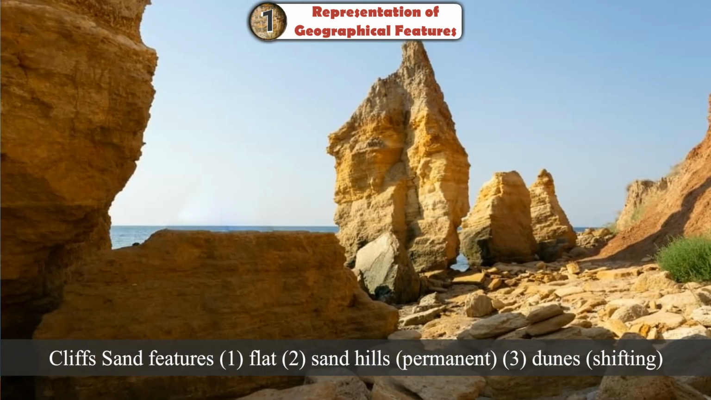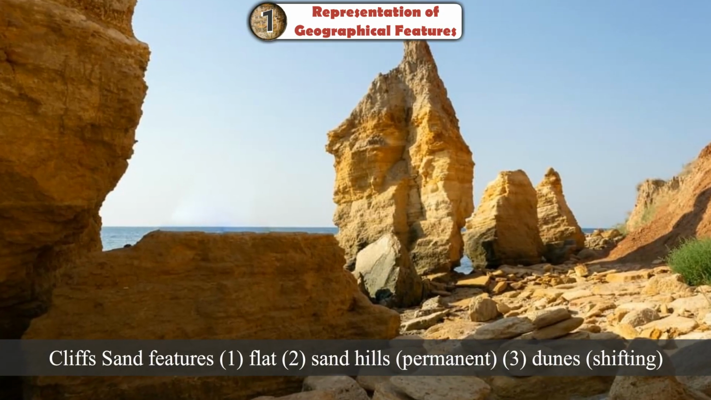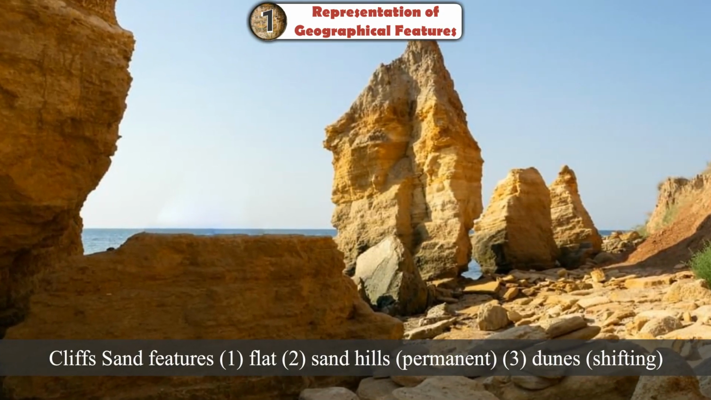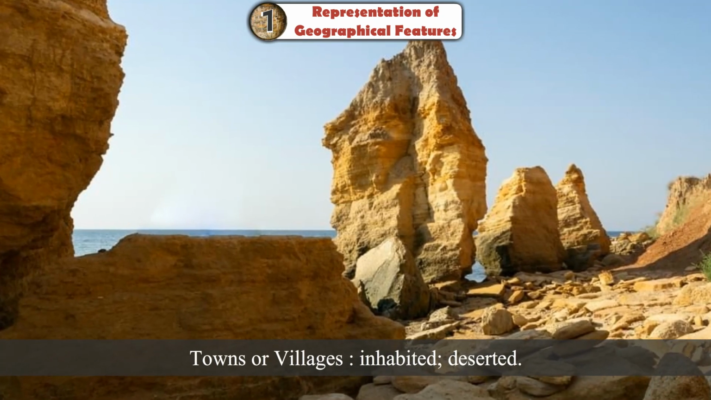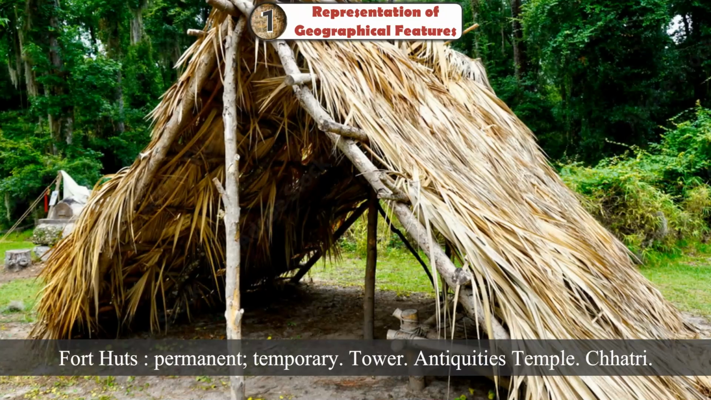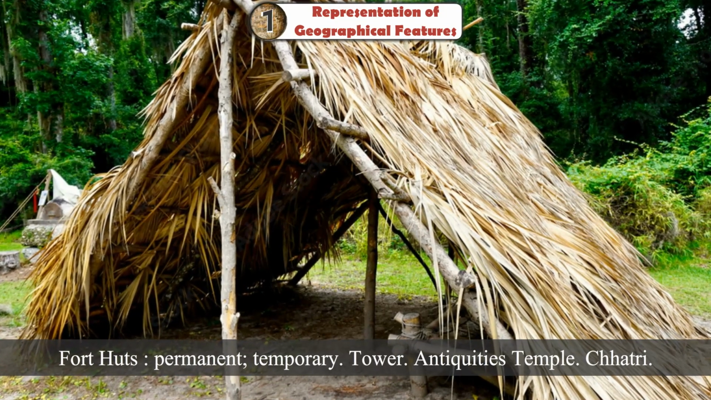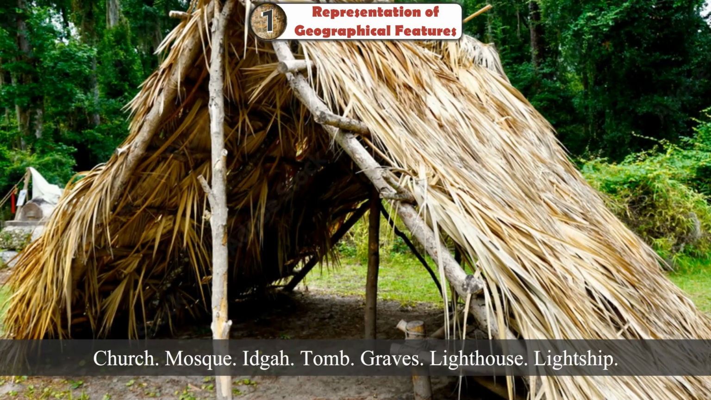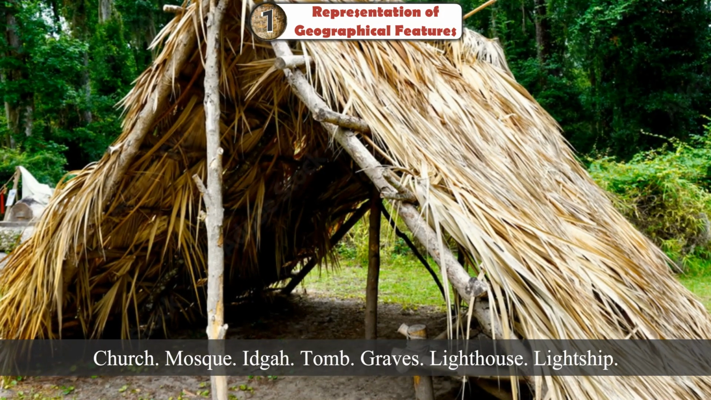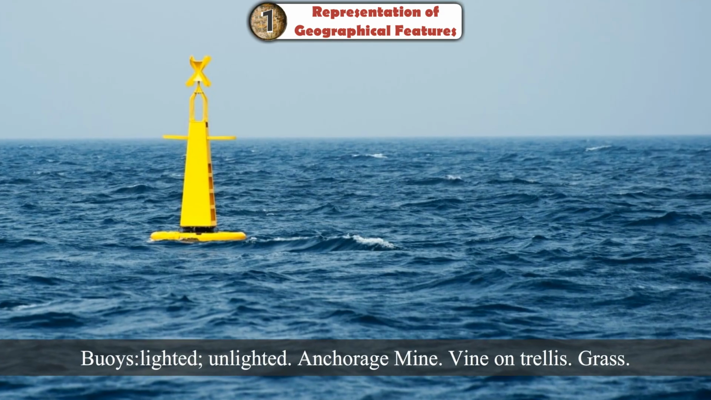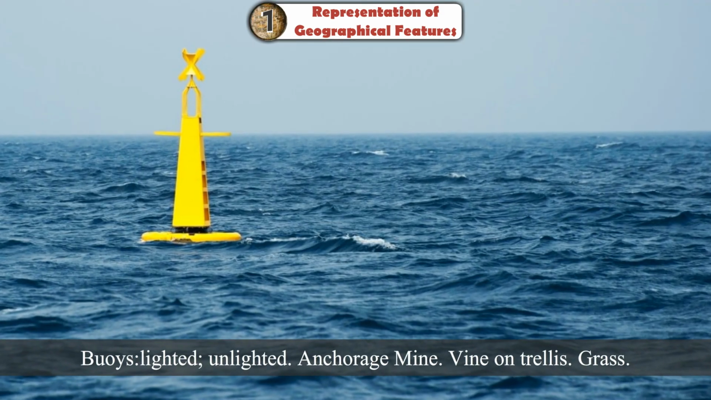Cutting with tunnel. Contours, cliffs and features: flat, sand hills permanent, dunes shifting. Towns or villages, inhabited, deserted. Fort, huts permanent, temporary, tower. Antiquities: temple, chhatri, church, mosque, idgah, tomb, graves. Lighthouse, lightship, lighted, unlighted, anchorage.